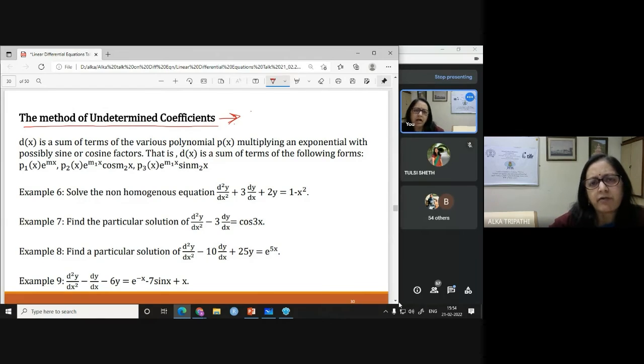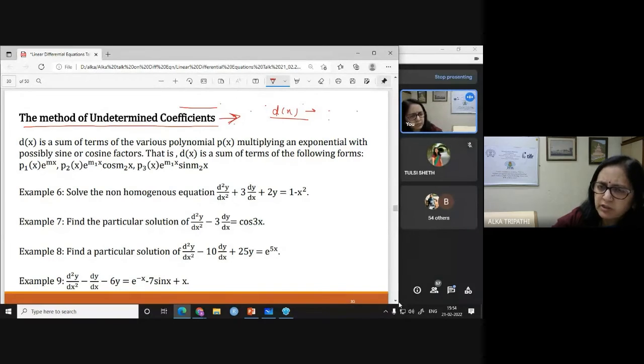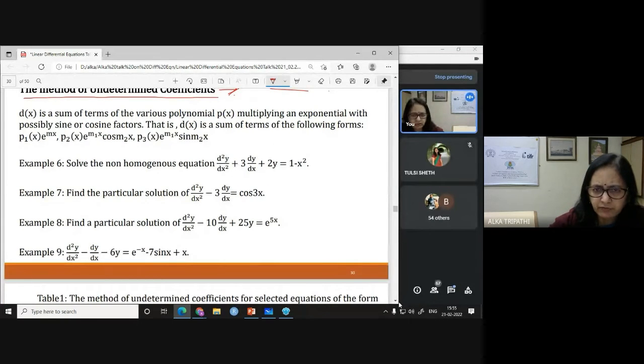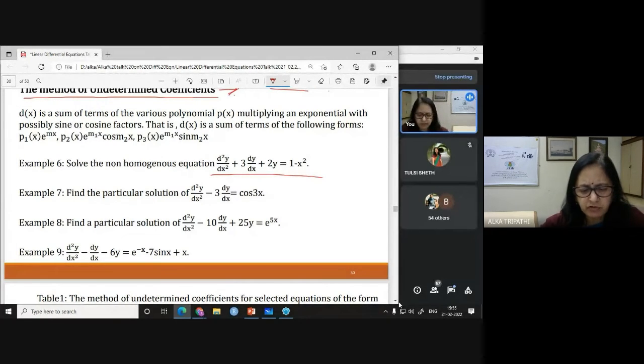In this case, the coefficients of the second derivative, first derivative, and y should be constant. First thing, they should not be functions of x. Second, my RHS value should be either a polynomial, or exponential, or sin x, cos x, or their multiplication. That is, it's just a special case. Say suppose I am having an equation of this form. Then the CF we can very easily find out.